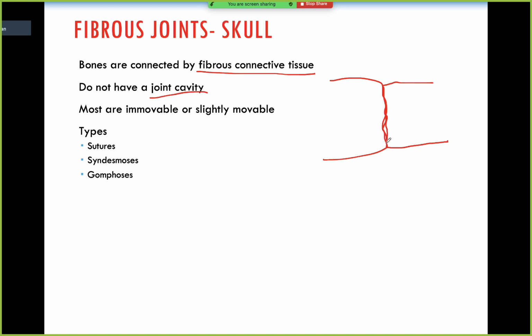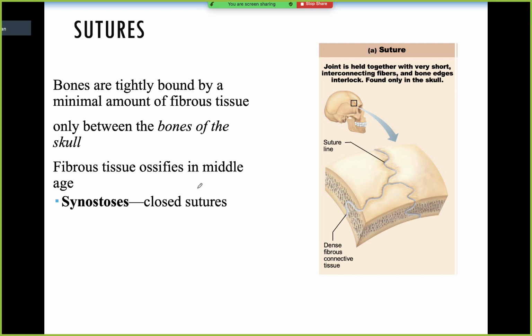Now, there are three types of fibrous joints specifically. These guys include sutures, syndesmoses, and gomphoses. Sutures are the ones that are found in the skull. Syndesmoses and gomphoses, I will give you two of the examples of these guys and their illustrations. The first one is the suture, like we talked about already. And the sutures are only going to be found in the skull. Remember, we have that suture there, this suture here.